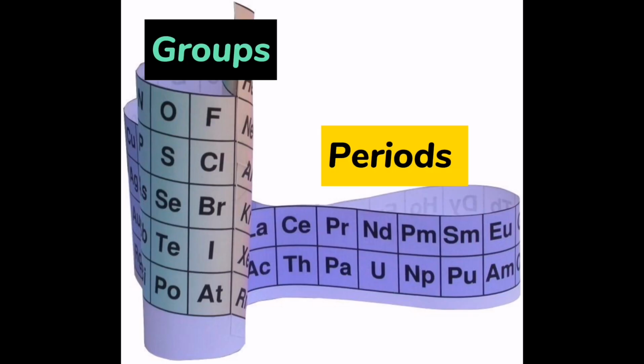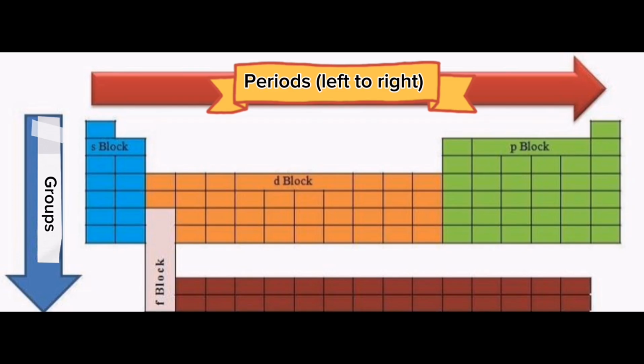Periods and groups. The vertical columns in the periodic table are called groups, and horizontal rows in the table are called periods. There are 7 periods and 18 groups in the periodic table.